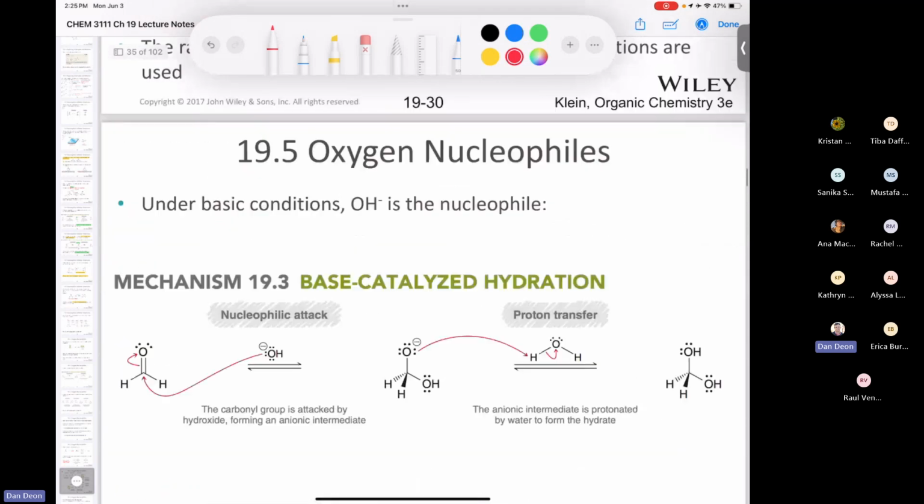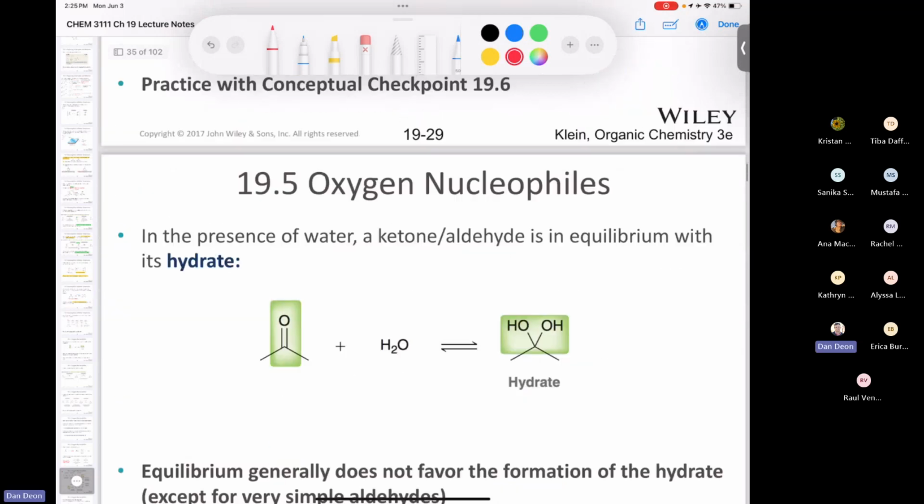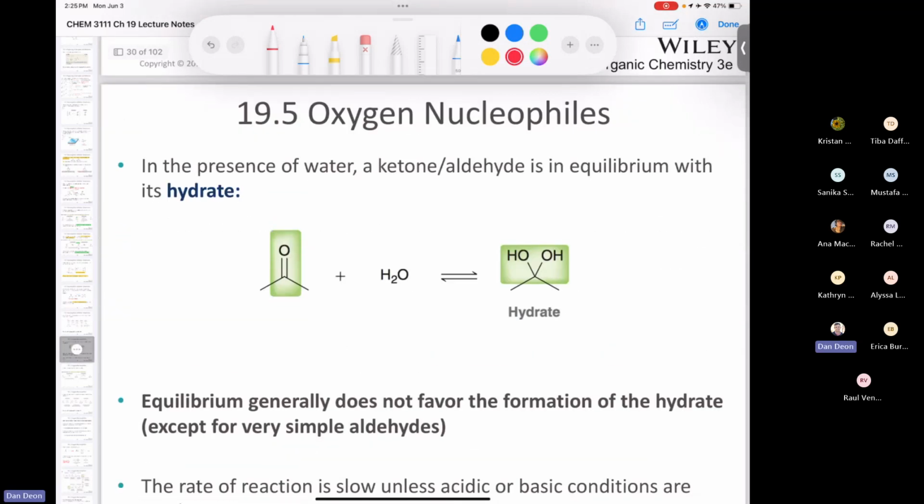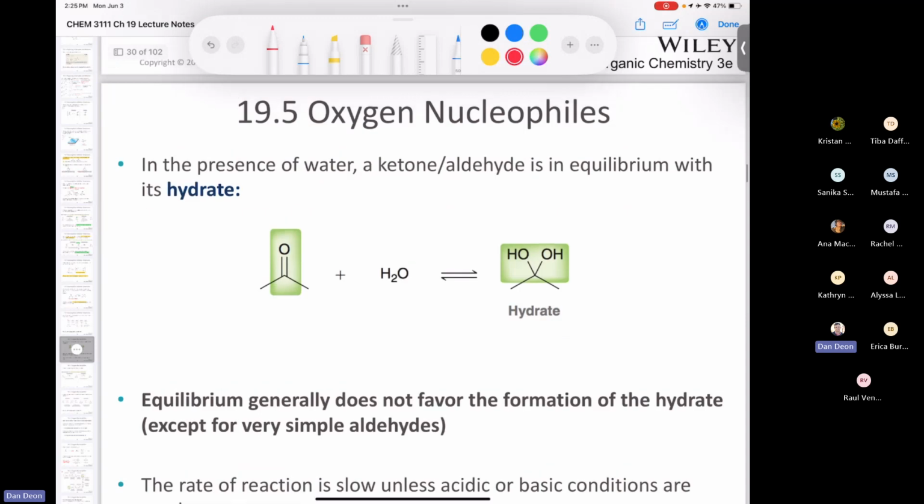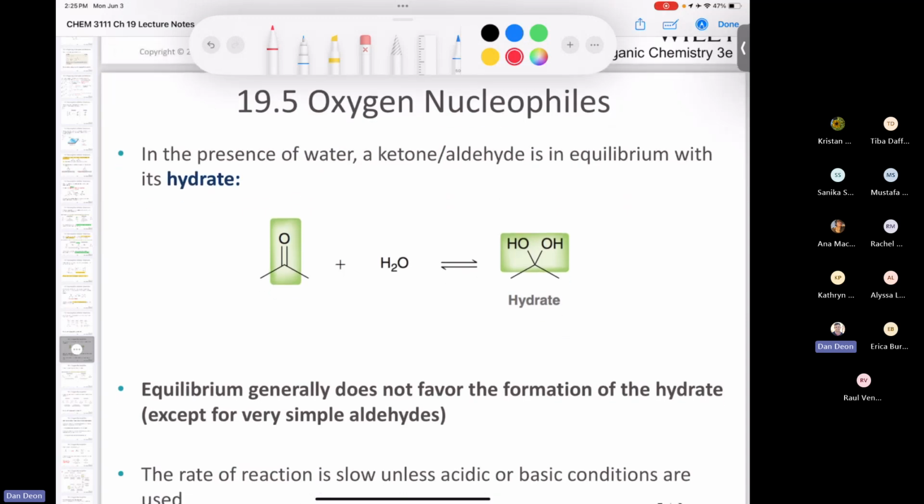but let's go back to the beginning, okay, with oxygen behaving as a nucleophile. So let's start at the top. It says, in the presence of water, a ketone or an aldehyde is actually in equilibrium with a hydrate. So this is actually a new functional group. A hydrate is a functional group.